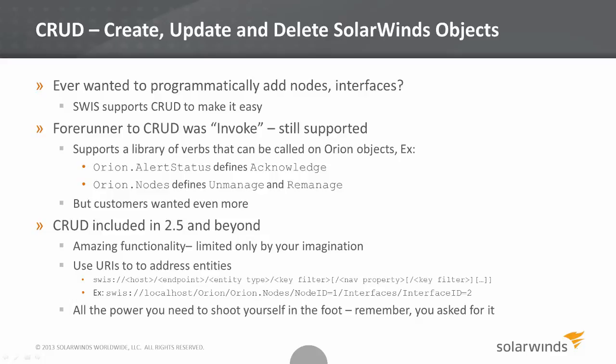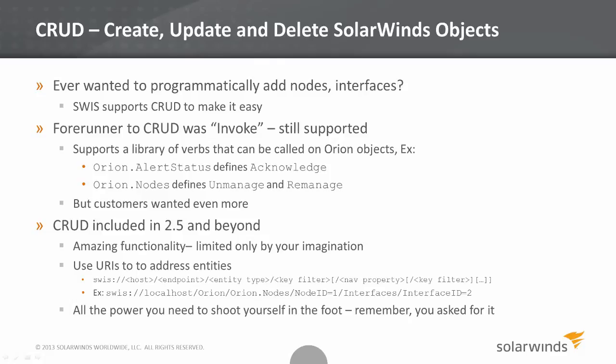Now, the forerunner to CRUD before version 2.5 was something called invoke, and it's still supported. And it was basically a library of verbs that could be called on Orion objects. So, for example, if you wanted to do an acknowledge on an alert status, or you wanted to unmanage or remanage a node, you could do all of those with the invoke structure. And it's still in there, and it does some things that are really pretty powerful as well, like discovery and a couple of other things, where you really want to let the platform do the heavy lifting for you.